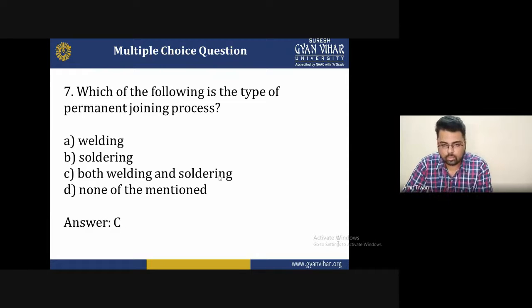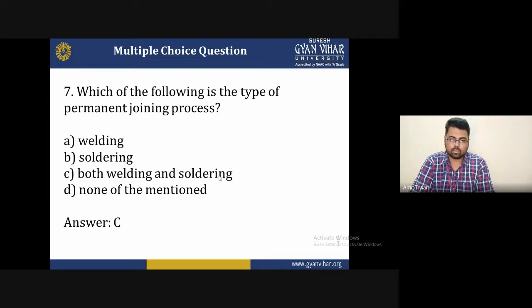So what the question asks, once again I am just repeating, which of the following is the type of permanent joining process? We can say that both welding and soldering are permanent fastening processes, used for joining any type of metal, or two dissimilar metals. Both soldering and welding are used for a permanent joint.